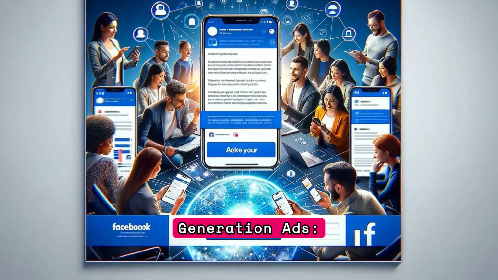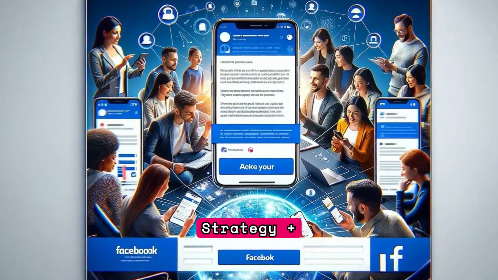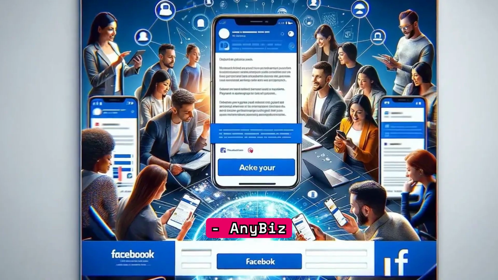Facebook lead generation ads, strategy plus examples, WWAI, AnyBiz.